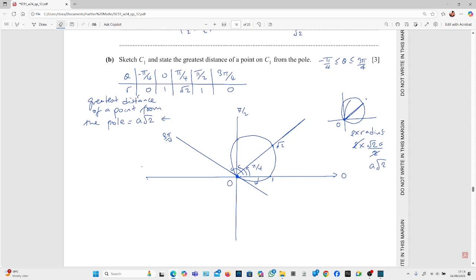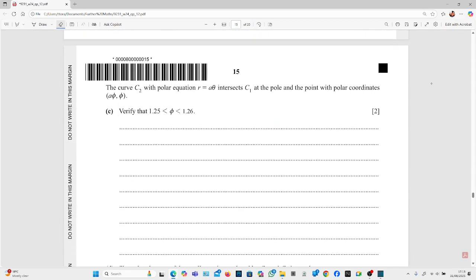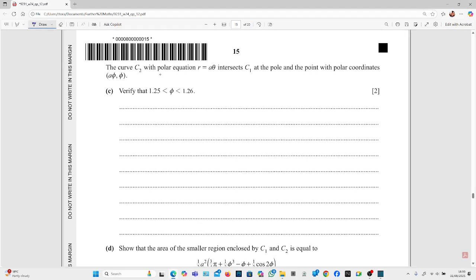So here we are. Now we're going to move on to the third part of the question. To verify that 1.25 < φ < 1.26, because these two curves are intersecting each other, that is C1 and C2, they intersect at the pole as well as at the point with polar coordinates this. So now what we're going to do is equate each of these equations.